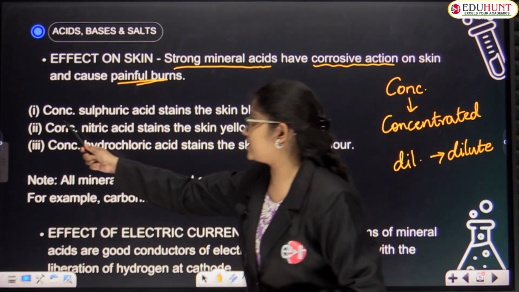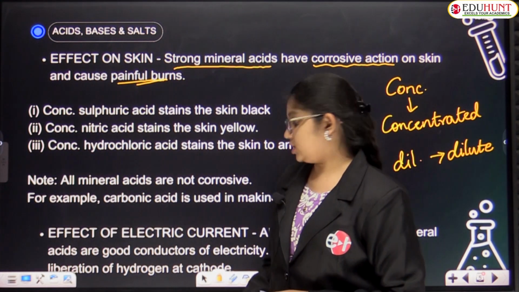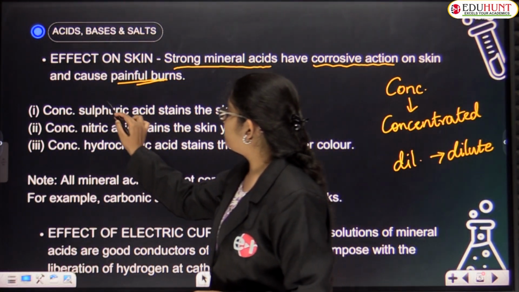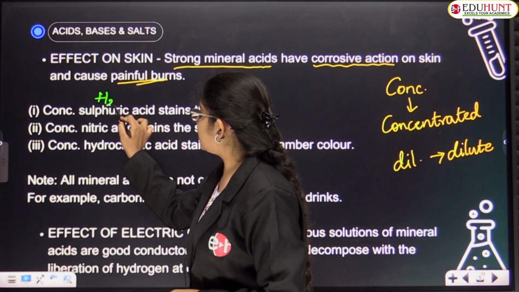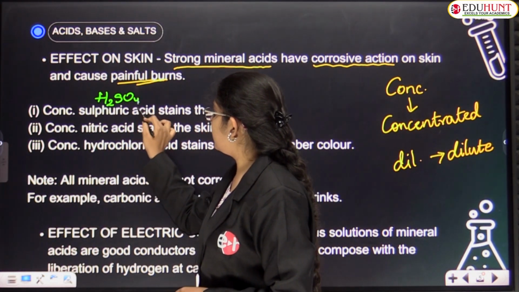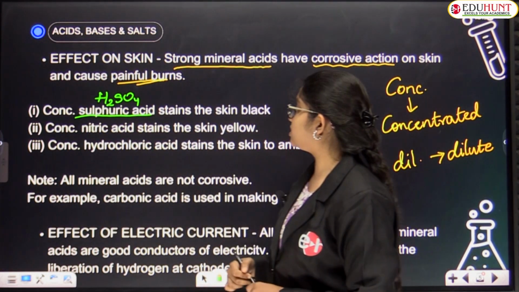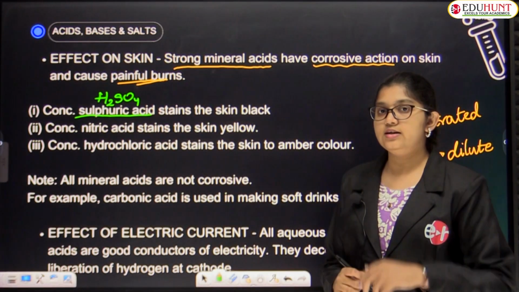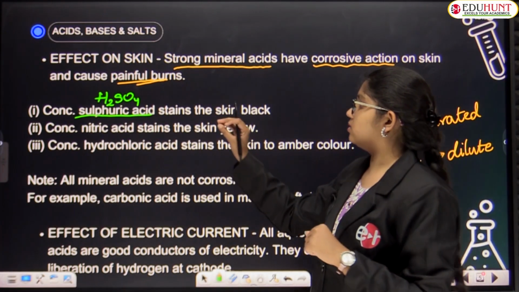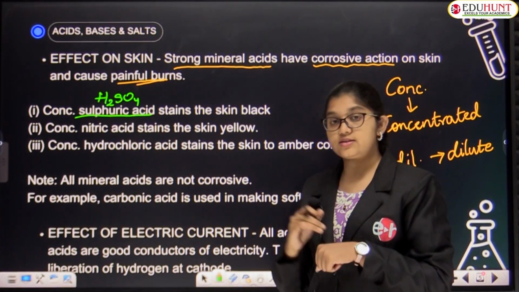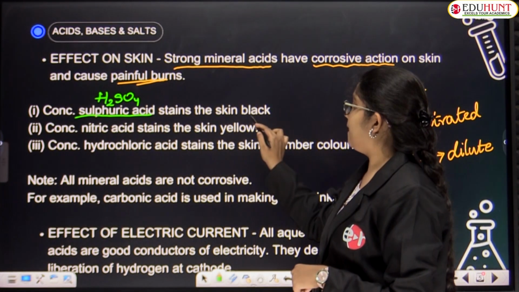So here we have CONC, which means concentrated acid. Which acid is that? Concentrated sulfuric acid is taken over here. Sulfuric acid formula? H2SO4. Very good. So concentrated sulfuric acid stains the skin black. Remember that. If you add some concentrated sulfuric acid drops on your skin, it will turn your skin black in color.